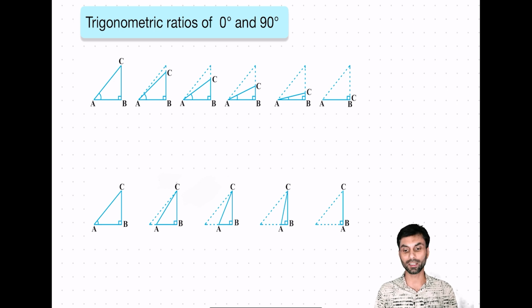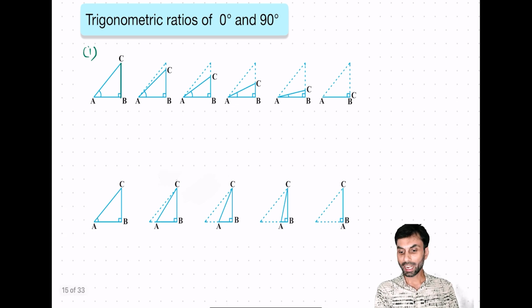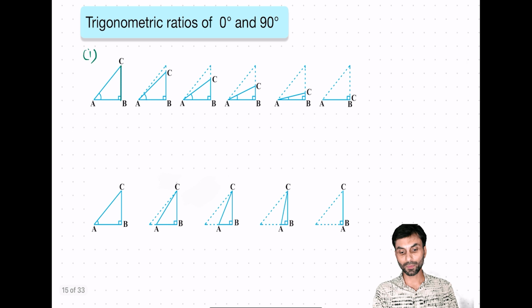Now if you talk about the trigonometric ratios of 0 degree and 90 degree, it is mostly based on analysis. In the first case, if we move this point and reduce the length of BC, then as you can see in the diagram, there will be a time when C and B will coincide. In that case, the value of BC will become 0.